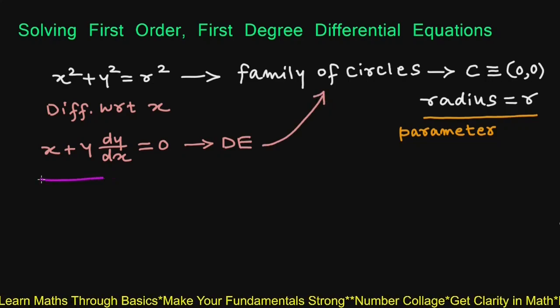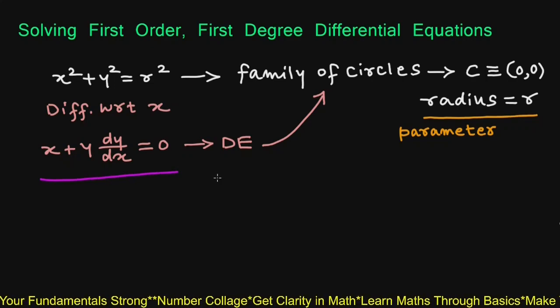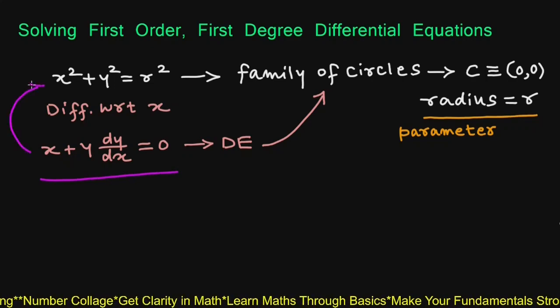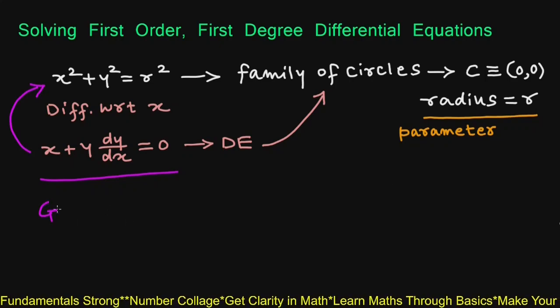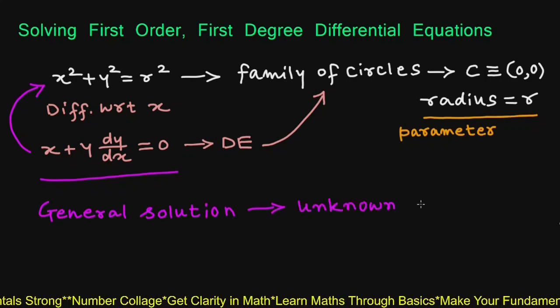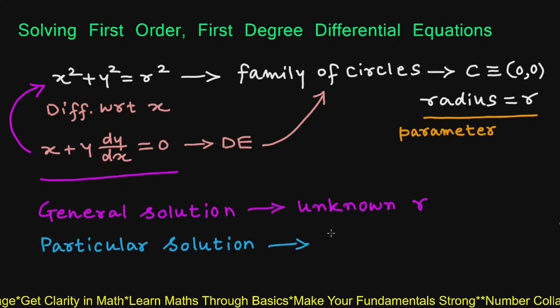This is a first order, first degree differential equation, and we are going to study how to solve this equation to get this equation back again, which is known as the general solution for unknown radius r and the particular solution for known radius r.